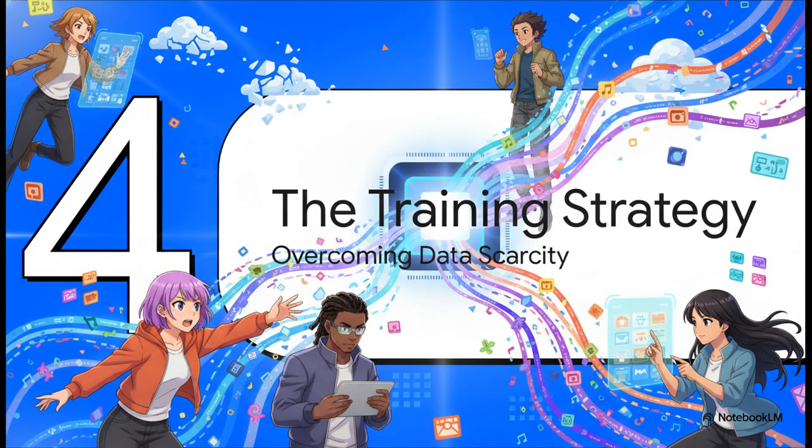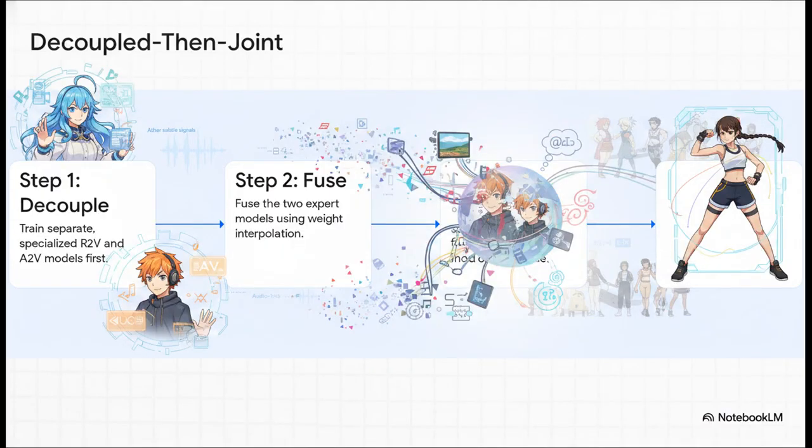So we've got this really elegant and efficient architecture. But that brings us back to that second big problem, data. Or rather, the lack of it. How are you supposed to train this unified model when there's no single perfect dataset that has everything you need? Well, their solution is pretty ingenious. It's a multi-stage approach they call decoupled, then joint training. Instead of trying to force a single model to learn from messy, incomplete data, they start by training 2 separate, specialized models. One becomes an expert in reference to video, the other in audio to video, each trained on whatever data is available for that task.